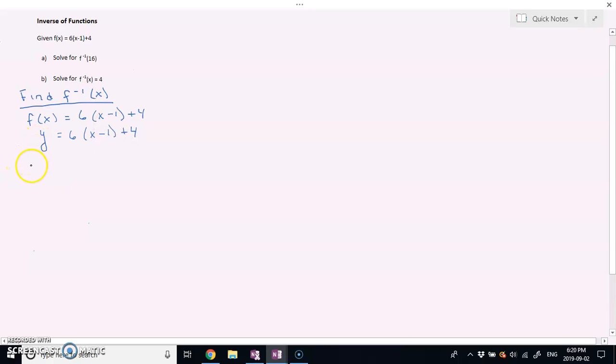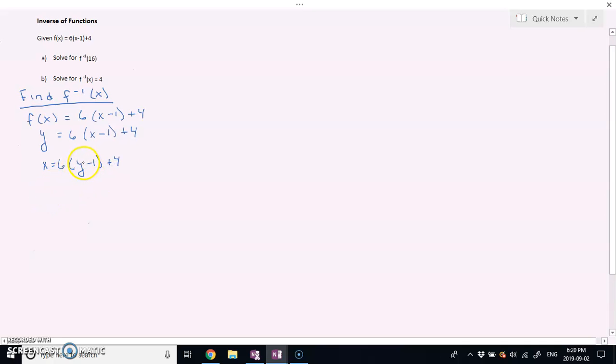To get f inverse of x, we're going to swap the x and the y. So anytime we see a y, we'll write an x, and anytime we see an x, we'll write a y. So this becomes, instead of y equals, this will become x equals 6 times, this x gets swapped to a y, minus 1 plus 4.